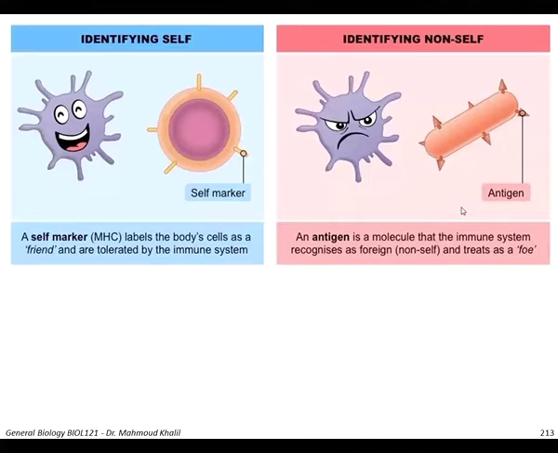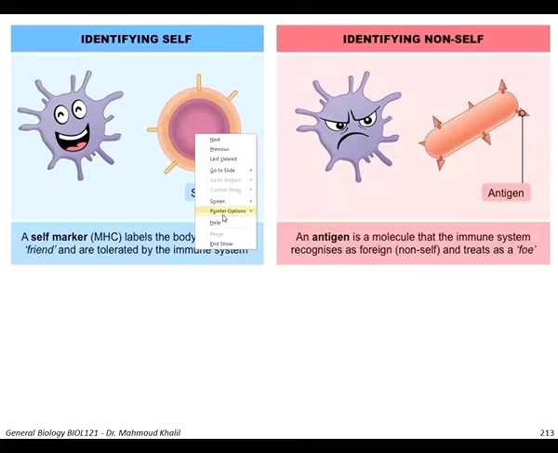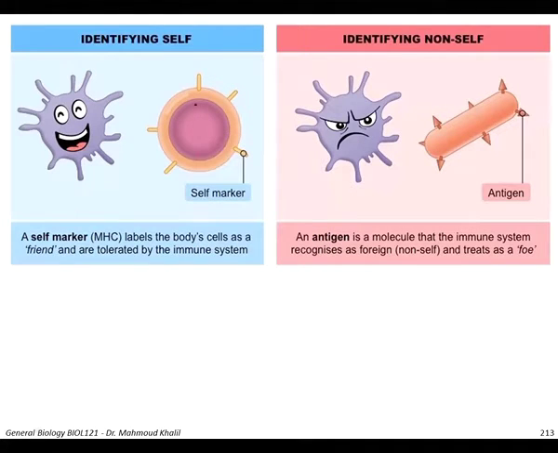So let's see here the difference of the story. You can see here a normal cell is marked by a self-marker, which is MHC. And in this case, the body immune cell recognizes this type of cell as a friend. They recognize it as a self-marker, so they are happy and consider it as a friend.